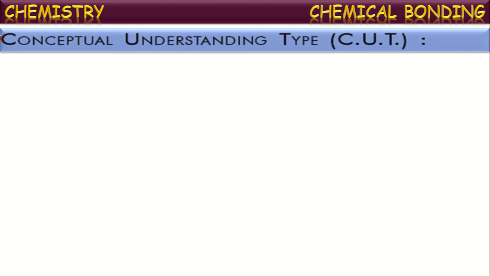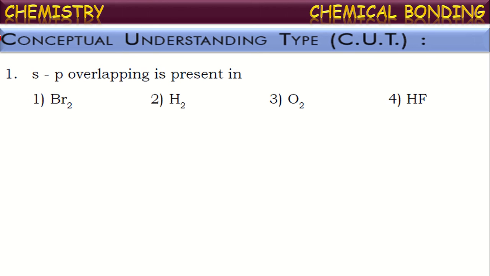First, let us go through the conceptual understanding type questions. See the first among those: sp overlapping is present in. So the chemical bond in which two atoms are combined by overlapping the s orbital of one atom and the p orbital of another atom is represented as sp overlapping sigma bond. Observe in which molecule this kind of overlapping exists. That is, the s orbital of one atom and the p orbital of another atom overlap to form a covalent bond there.